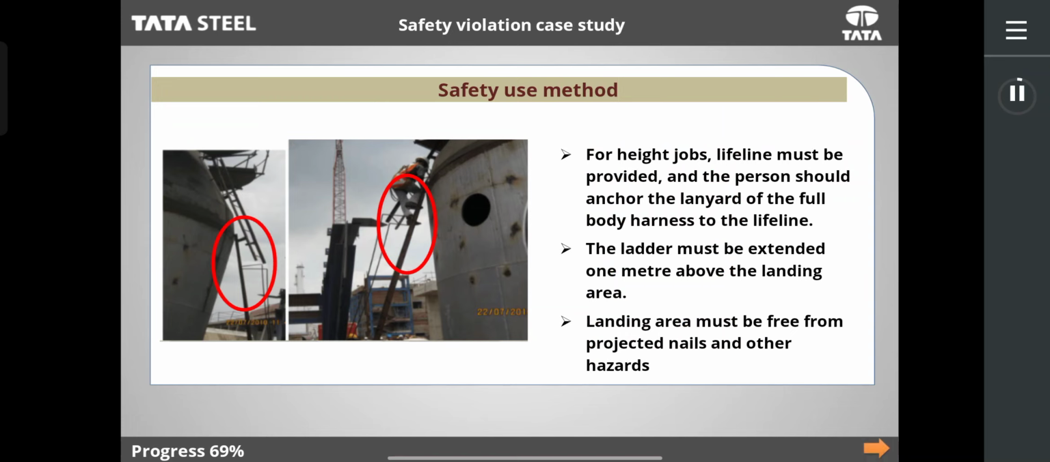For height jobs, a lifeline must be provided and the person should anchor the lanyard of the full body harness to the lifeline. The ladder must be extended 1 meter above the landing area. The landing area must be free from projected nails and other hazards.